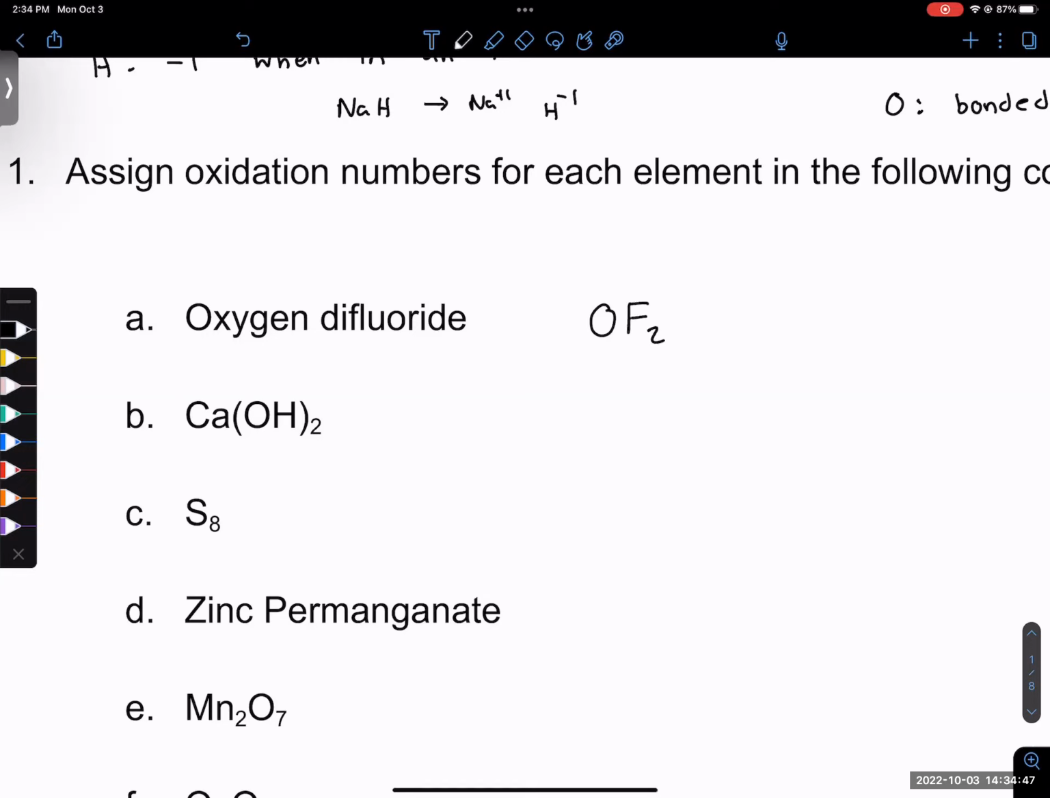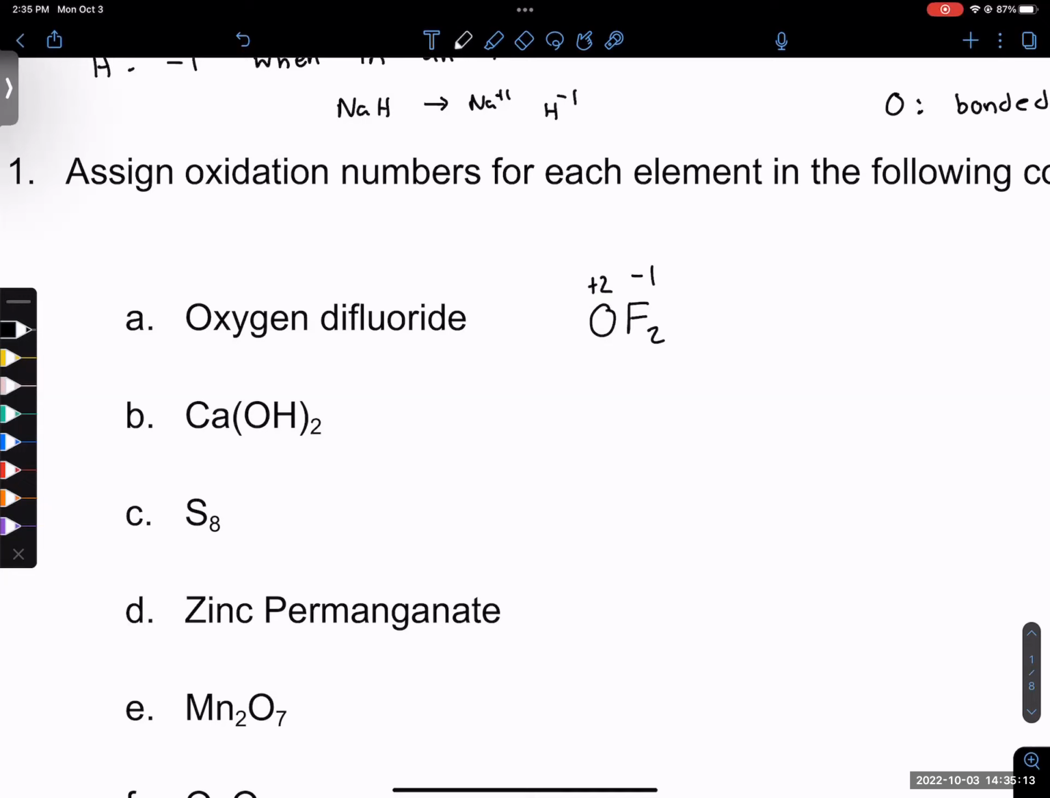What is the oxidation number for fluorine? -1, right? And what do we know about oxygen when it's bonded to fluorine? It's +2, right? Because fluorine's going to want to pull on those electrons as hard as it can, giving oxygen a +2 charge in this case. And this is the only time you'll see oxygen with a positive oxidation number, okay?